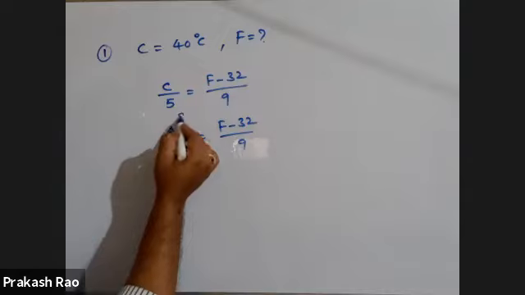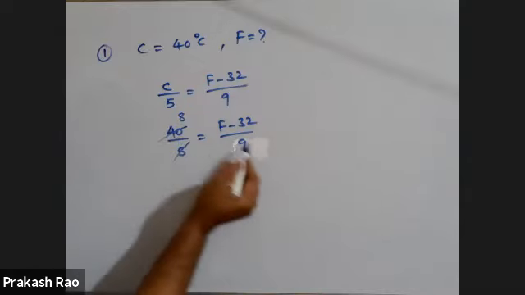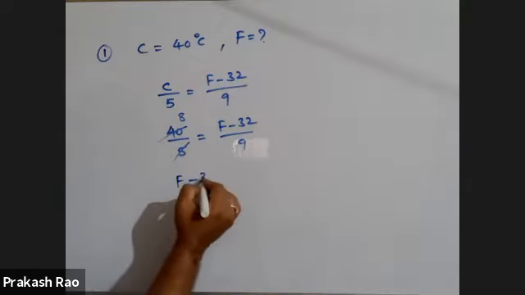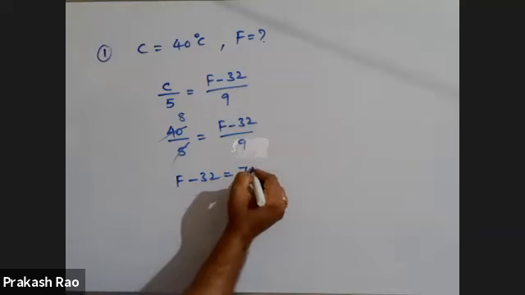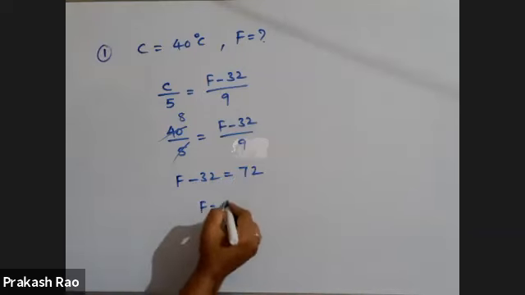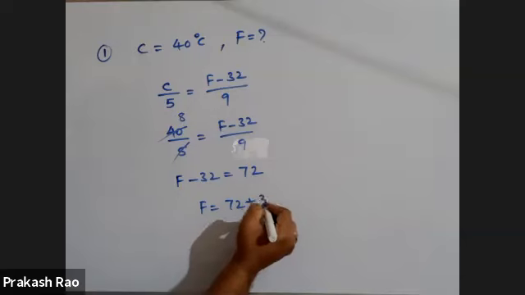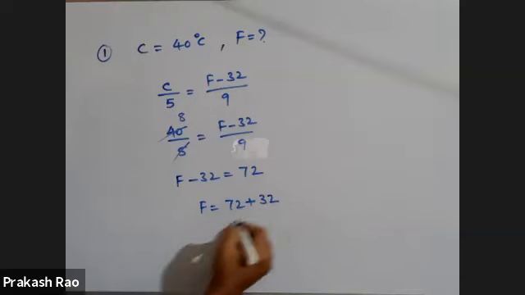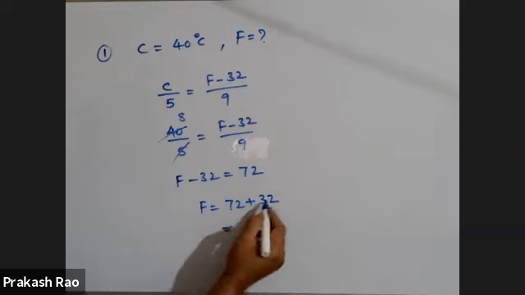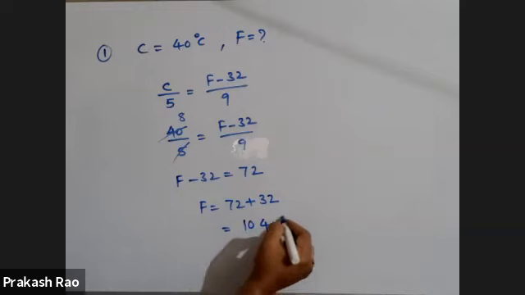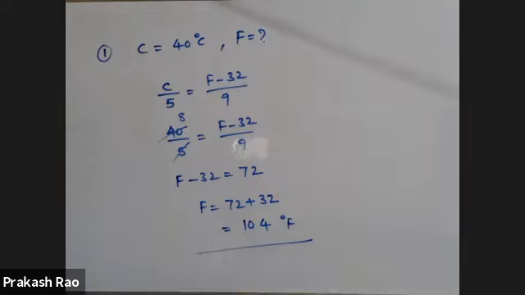5 eights are 40, 8 nines are 72. Cross multiply this. F minus 32 is equal to 72. F is equal to 72 plus 32. This is 2 plus 2 is 4, 7 plus 3 is 10, so 104 degree Fahrenheit. This is your answer. 104 degree Fahrenheit.